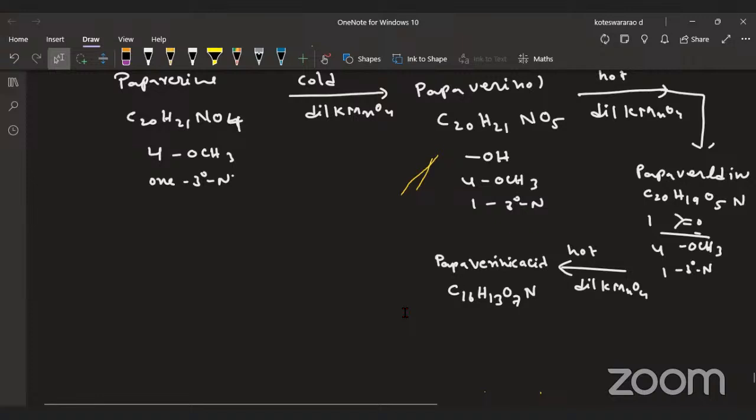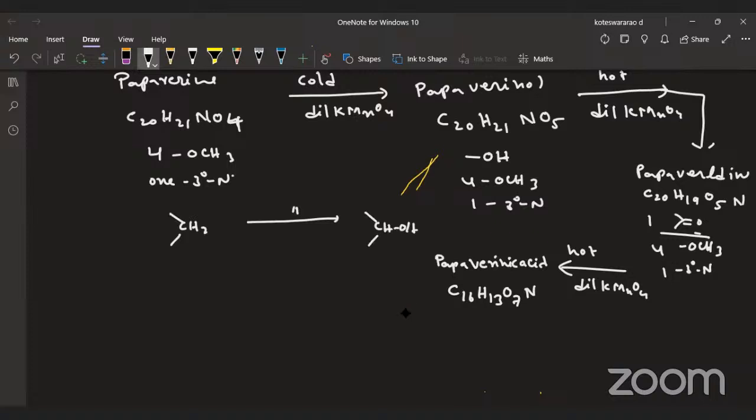From the above sequence of reactions, we suggest that papaverine contains an active methylene group. That active methylene group undergoes oxidation. In the first step, a hydroxy group is introduced. In the second step, again you are going to oxidize, converting it into a ketone. After the formation of the ketone, in the third step, one of the carbon bonds will be cleaved.